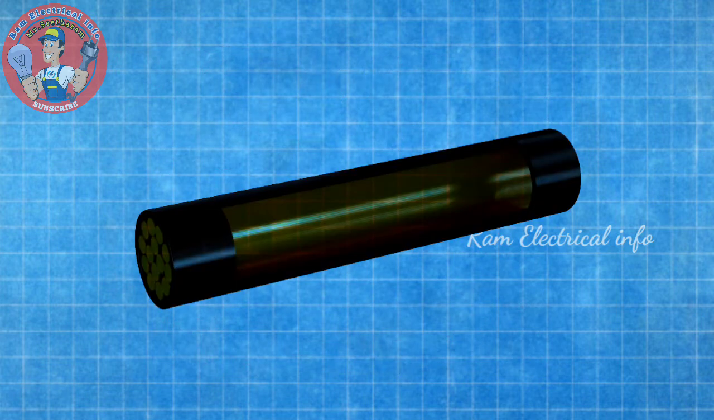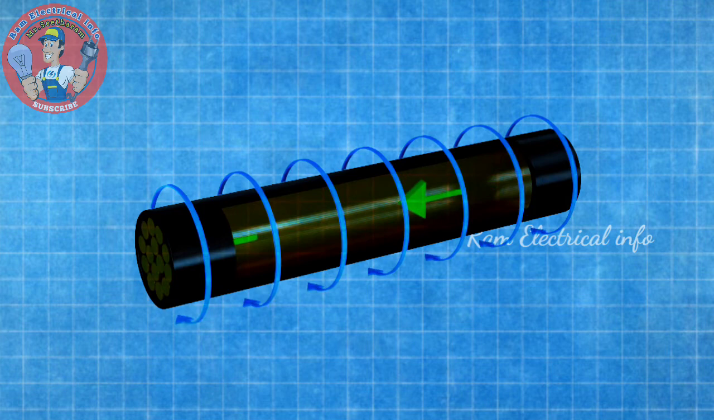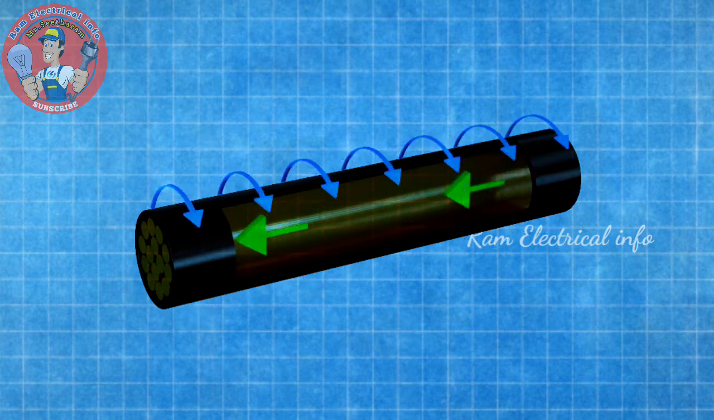When electrons move through a wire, a magnetic field is created at right angles to the current flow. If the conductor in which the current flows is a straight wire, the field takes the form of concentric circles or rings of magnetic force around the wire.